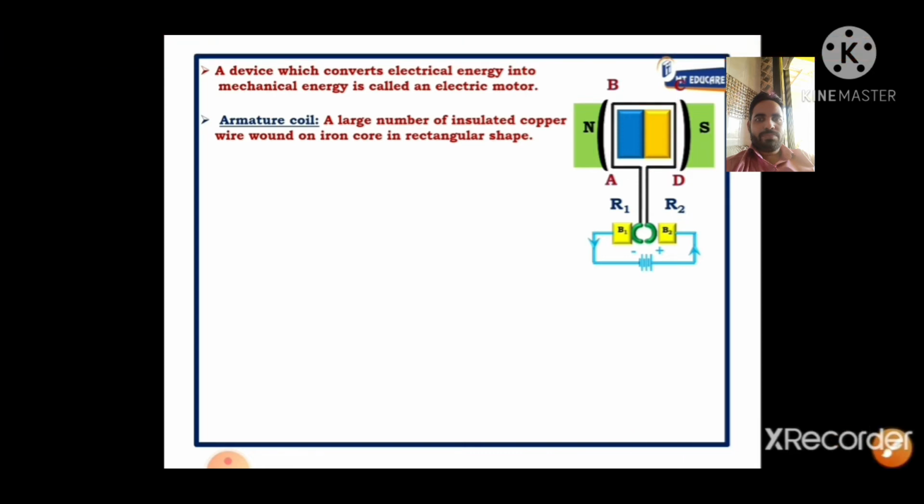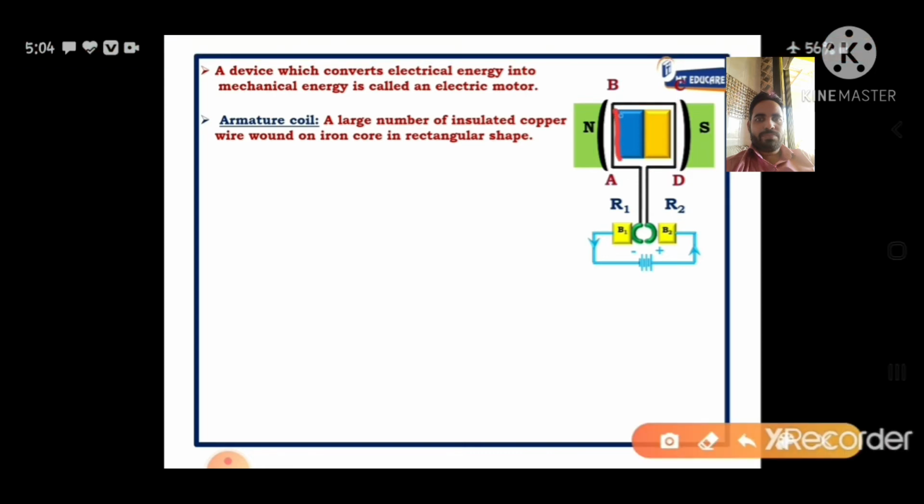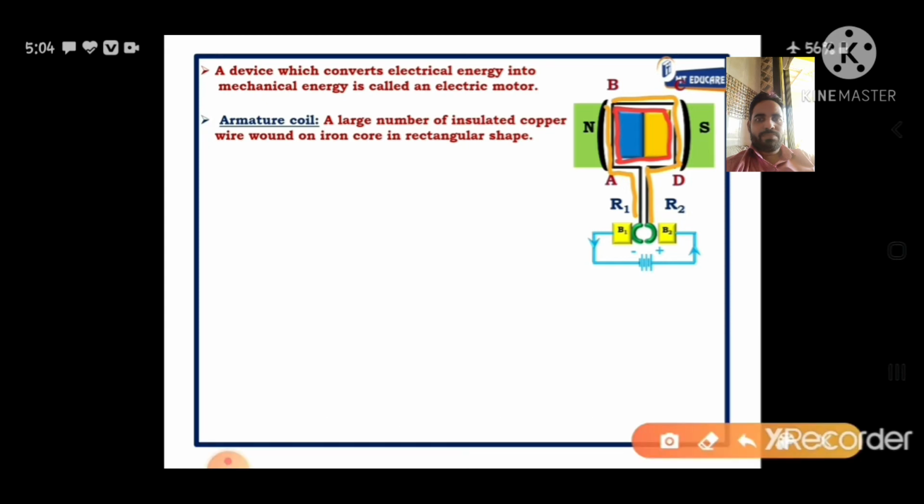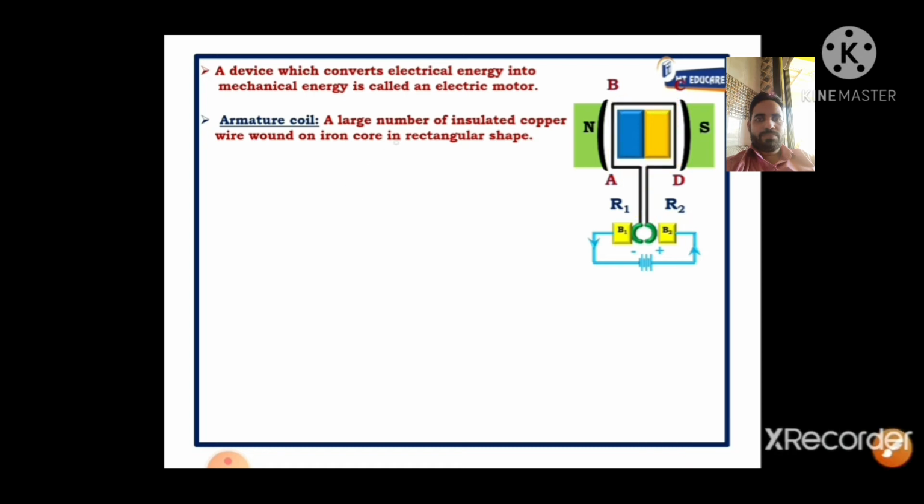Inside this one you can see this blue and yellow colored plate, this rectangle, and on that there is a wire which has been wrapped. You can see this black colored wire has been wrapped. Wrapped means it has been coiled on this slab. So that is nothing but an armature coil. That's what is written here: a large number of turns of insulated copper wire around an iron core in a rectangular shape. Inside this wire is the iron core. This is called the armature coil.